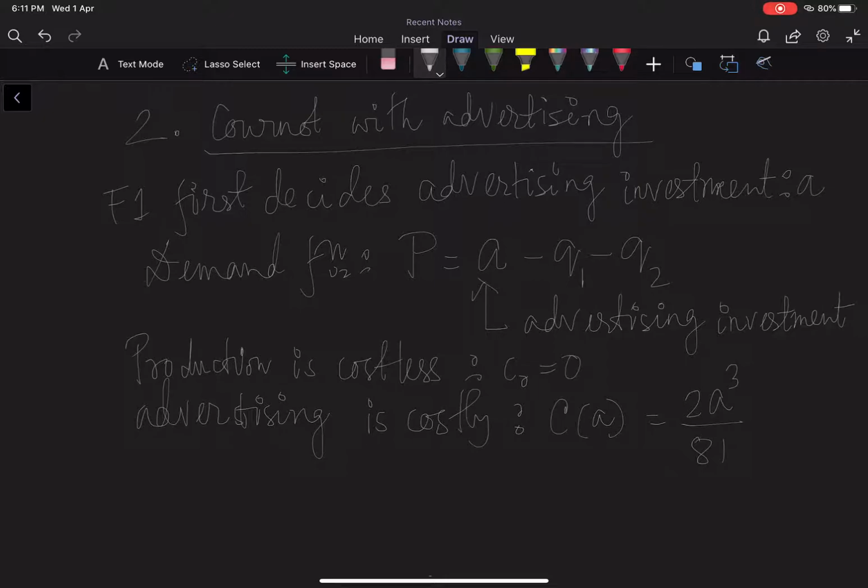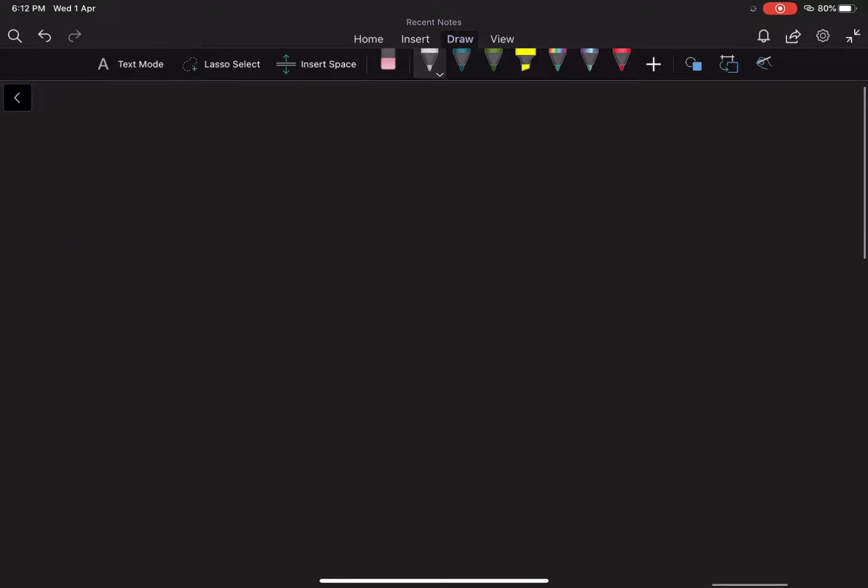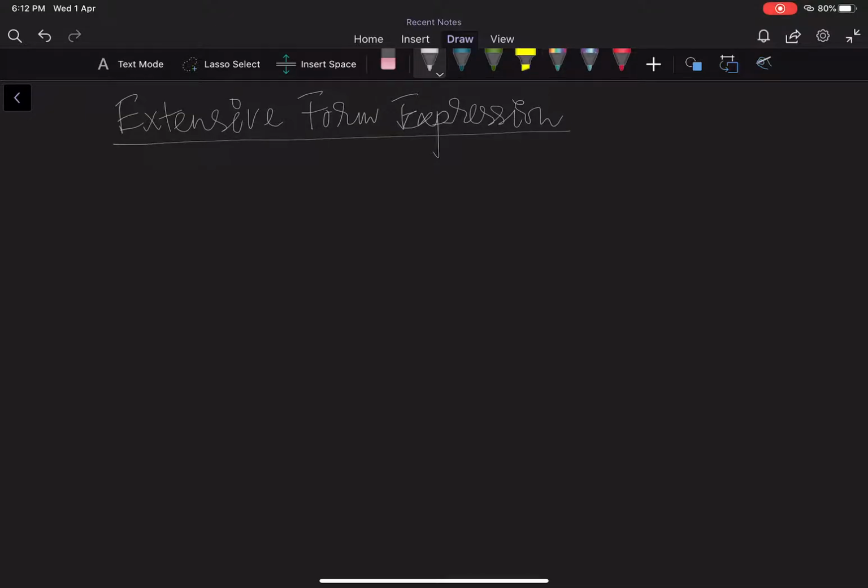Okay. So from this you can then calculate the payoff, and then let me write down the extensive form expression of this game. So first, firm 1 chooses A. A is 0 to some positive number. It can be infinite, so let's make it A from 0 to infinity, any positive number. Then firm 1 and firm 2 decide Q1 and Q2 simultaneously, and both Q1 and Q2 are continuous strategies.